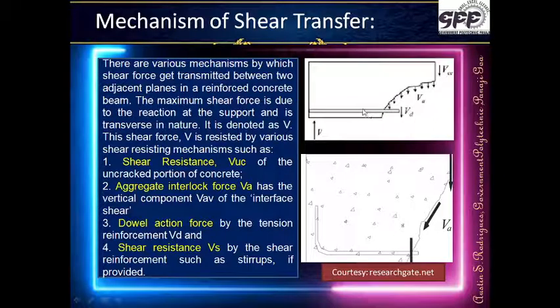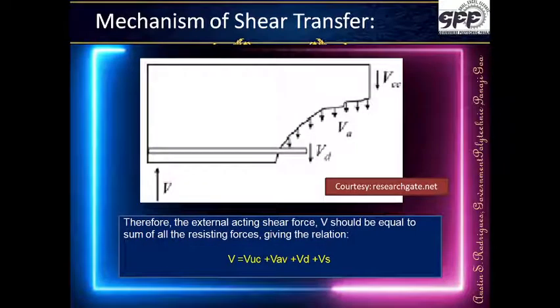The reinforcement tries to be pulled out. Over here the dowel action will be resisting. The dowel action prevents the bar from moving out. Similarly, the concrete has its own resistance, which takes care of the shear force, the shear stress coming on the beam. So all these things together, in various magnitudes, resist the externally acting shear.